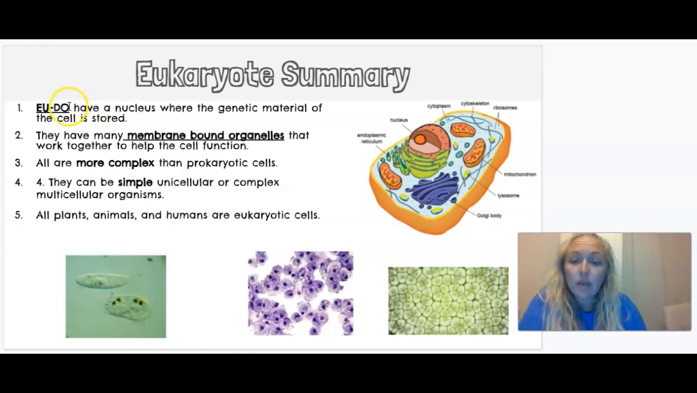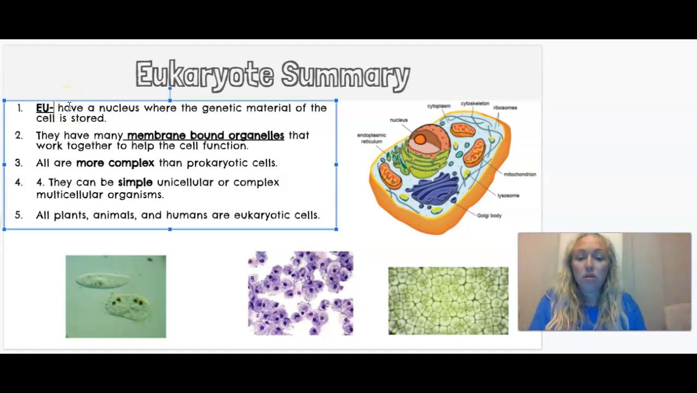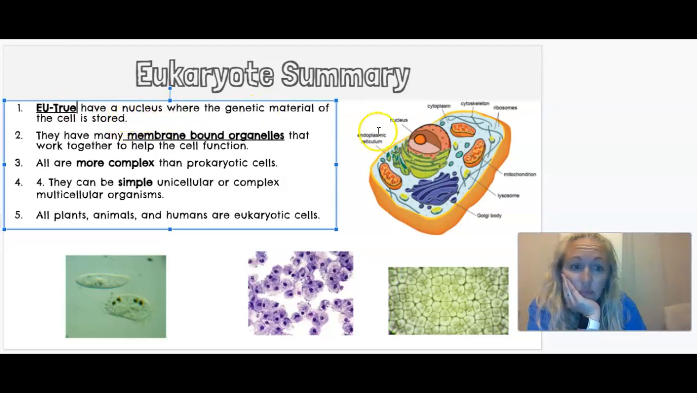Eukaryotes do have a nucleus. They have a true nucleus. I'm going to change that. Eukaryote has a true nucleus. Okay. And that's where the DNA is located, inside that nucleus. They also have other membrane-bound organelles, some larger organelles. They're much more complex than prokaryotic cells, and they aren't just unicellular. They can be unicellular like these organisms, but they also can be multicellular, so made of lots of different cells that can do lots of different things. Most of the living things that you think of, plants, animals, are eukaryotes. And that is all of our notes.